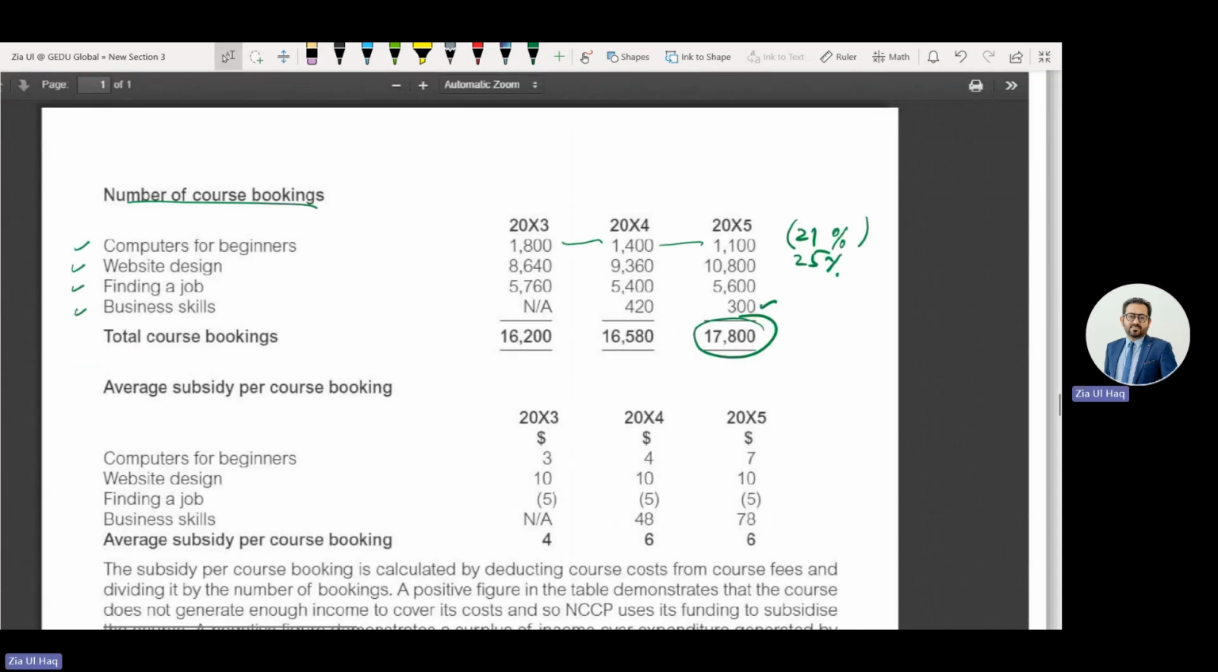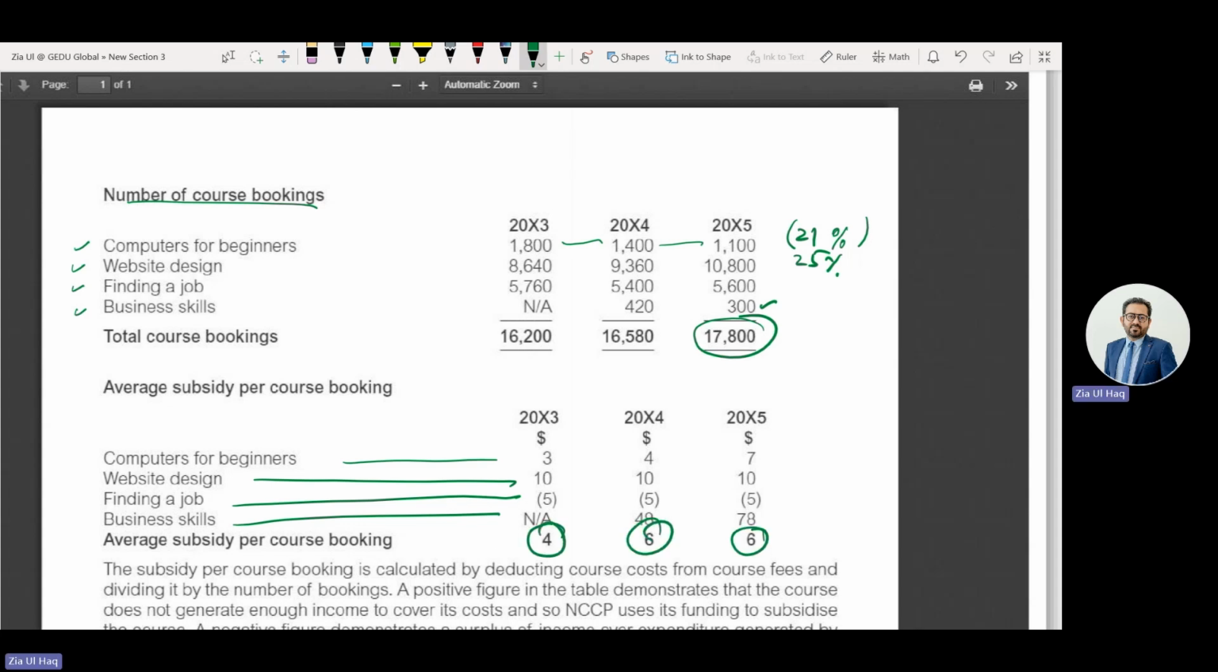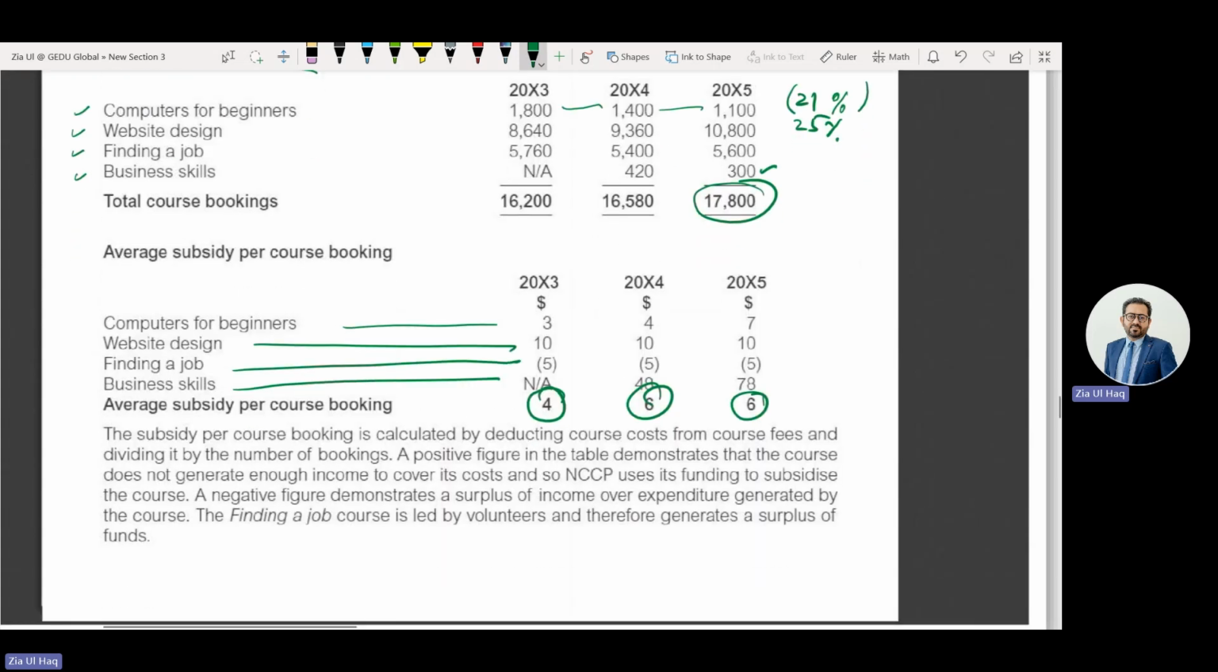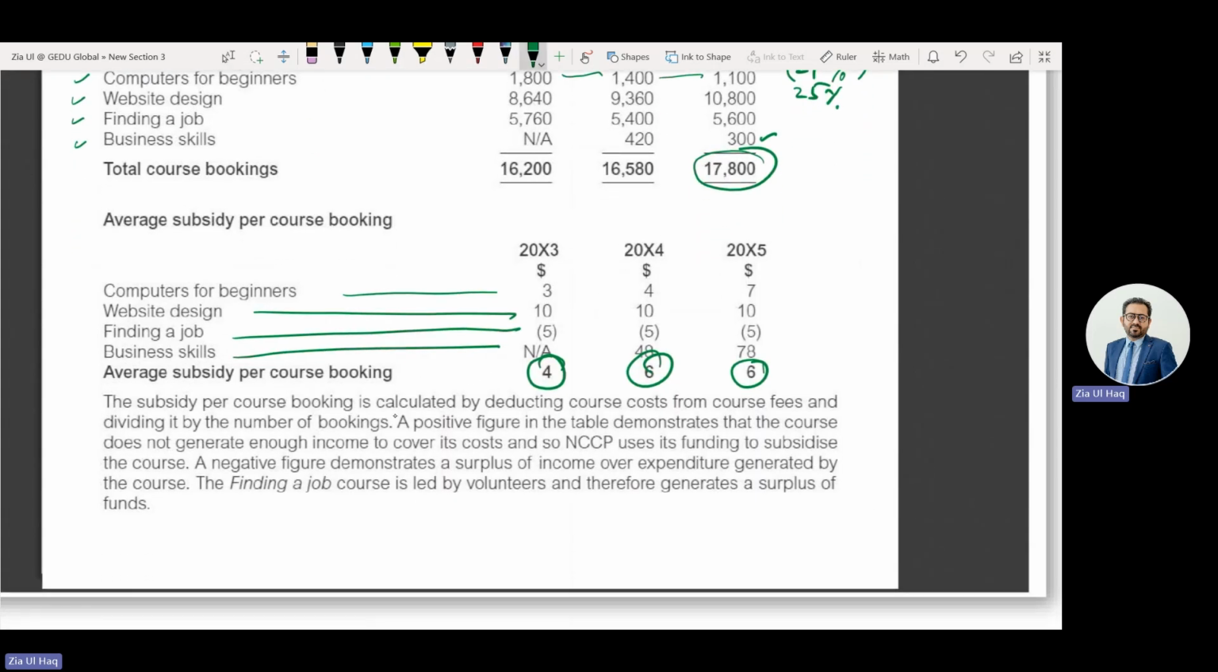Average subsidy per course booking: computer for beginners is this, website design is this, finding a job is this, and business skill is this. Average course subsidy has increased by 6. The subsidy per course booking is calculated by deducting the course cost from the course fee and dividing it by the number of bookings. A positive figure in the table demonstrates that the course does not generate enough income to cover its cost, and so NCCP uses its funds to subsidize the course.